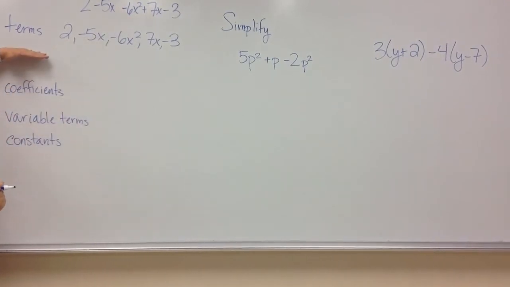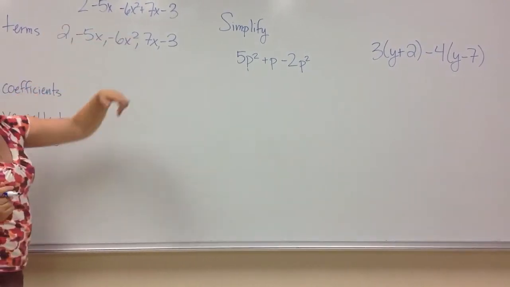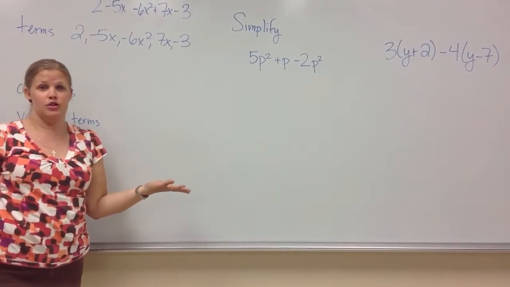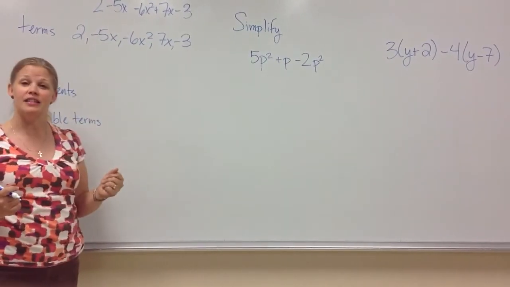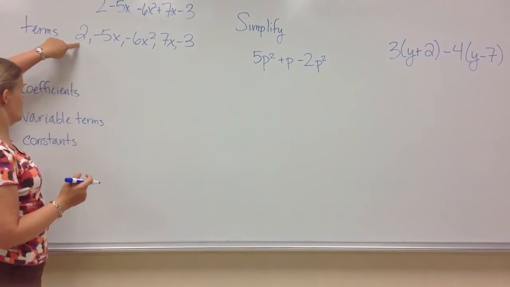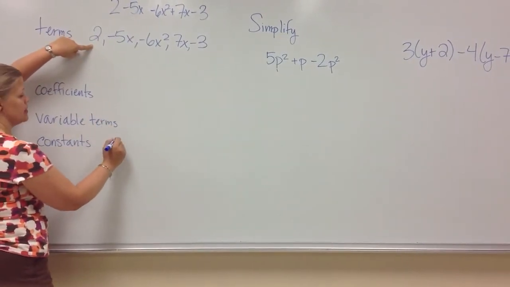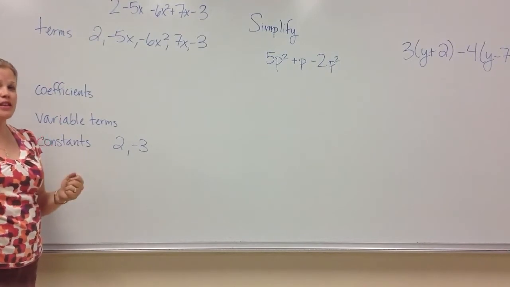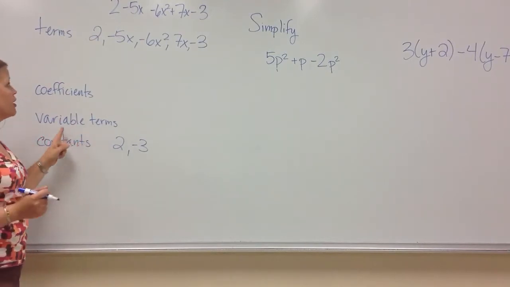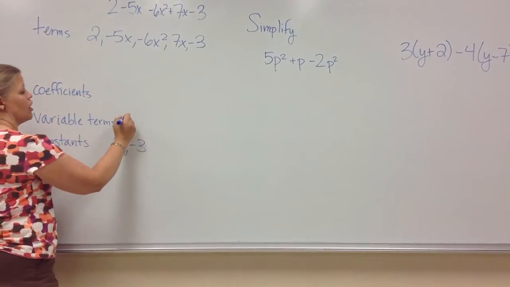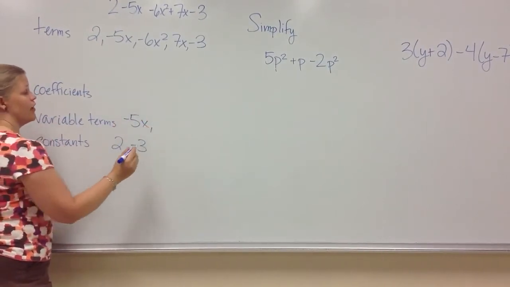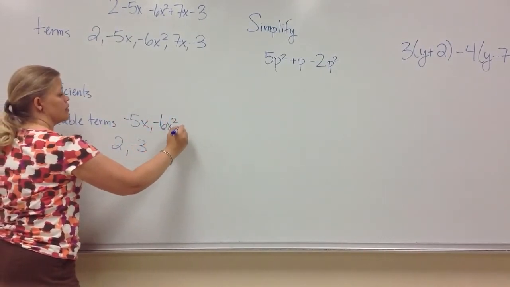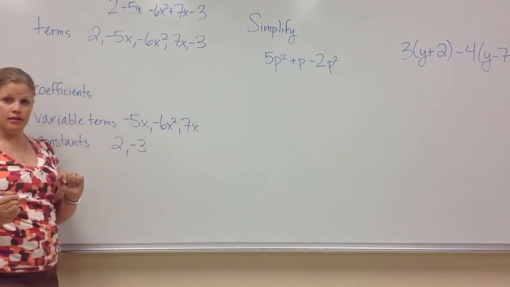Now, some of these are never going to change. It doesn't matter what x would be because they are constants, or in other words, stay the same. So our constants here are 2 and negative 3. Anything that has a letter in it or a variable is called a variable term. So our variable terms are negative 5x, negative 6x squared, and 7x.